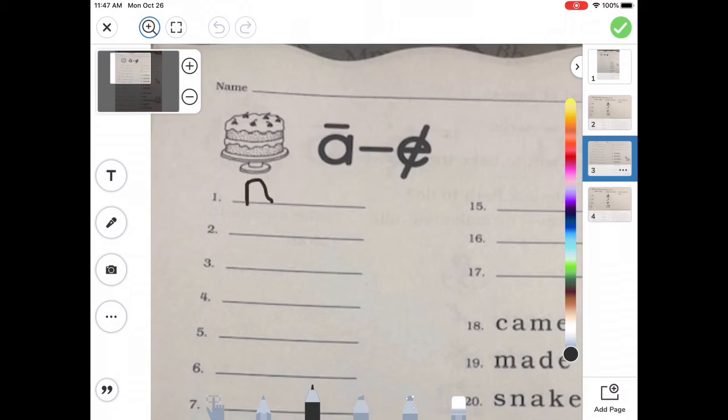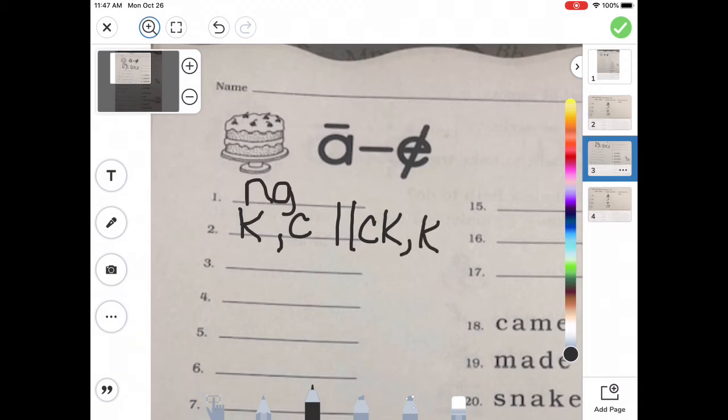That's right, it would be digraph NG. Very good. What if I make the k sound? Good job. We have K, comma, C. So in the beginning or middle of the words, you would make the C or K, and then at the ending, CK or comma K. So these are 4 different ways, at the middle or the beginning, and then endings, that we can make the k sound.